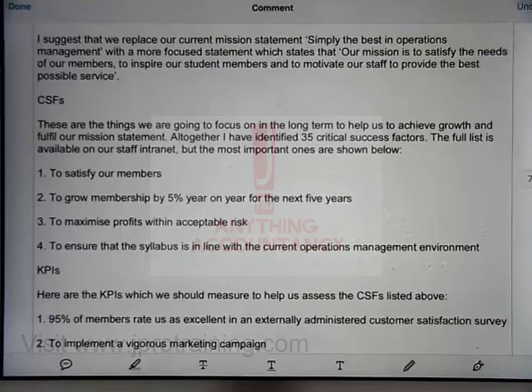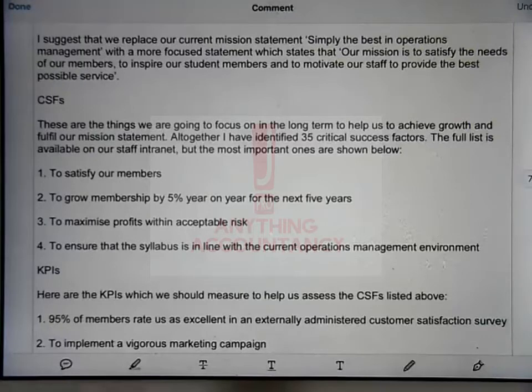Well, number two is not a critical success factor. Number two is a? Well, it's an objective, isn't it? Why? It's got the characteristics of SMART. Specific, measurable, attainable, relevant, timely. Remember all those words? Objectives need to be SMART. And that seems to be an objective, okay? To maximize profit within acceptable risk.